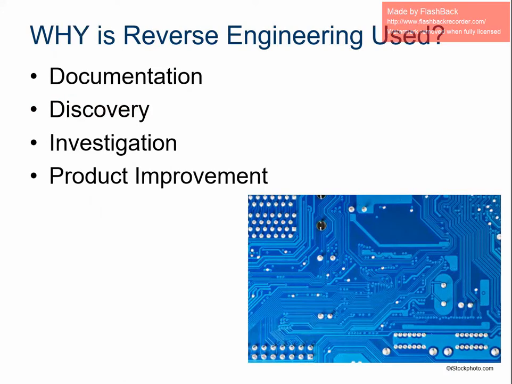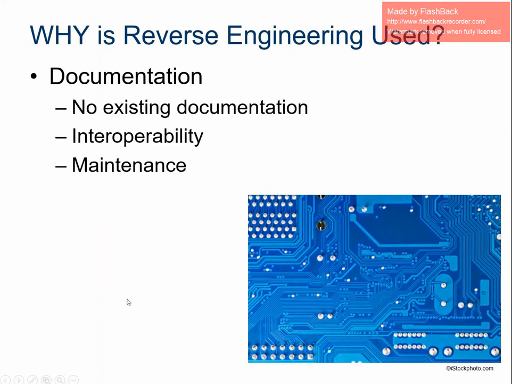So why is reverse engineering used? It's used to document things. It's used for discovery of how something works. It's used in the investigation, and we use it for product improvement. If you've noticed, I believe Apple was the first to come out with AirPods, and then all of a sudden the other companies are also coming out with them. That would be, they've reverse engineered it. They took apart a set of AirPods, figured out how they worked, tried to put their own spin on it, and come out with their own product.